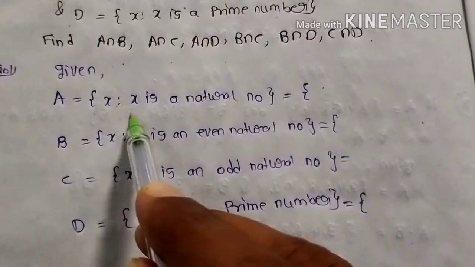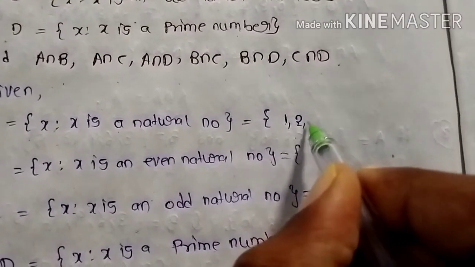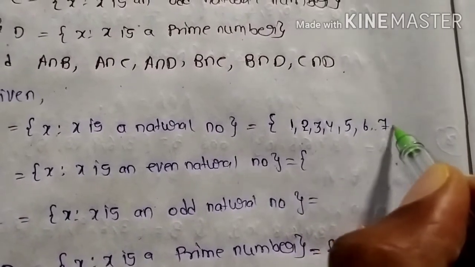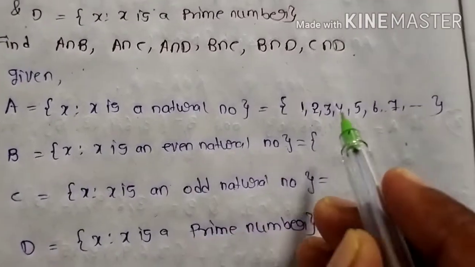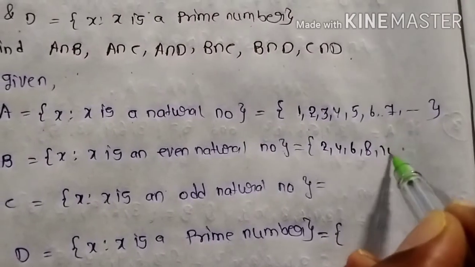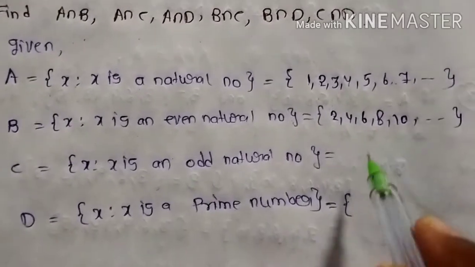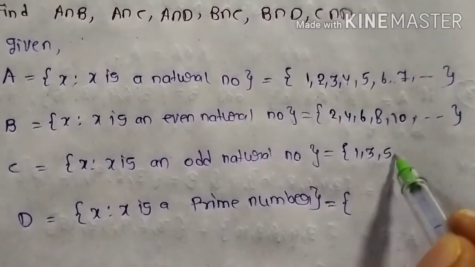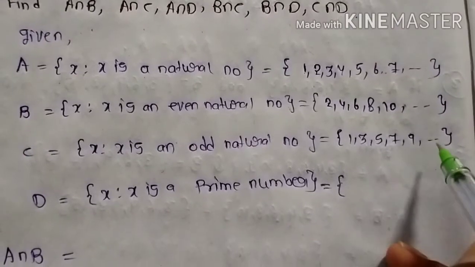A is equal to x such that x is a natural number. x is a natural number means you know that the natural numbers are 1, 2, 3, 4, 5, 6 and so on, 7 up to infinity. Yes or no? Yes. After that, I am writing here x is an even natural number. Even natural numbers are 2, 4, 6, 8, 10, yes or no? These are the even natural numbers. Next one, x is an odd natural number. Odd natural numbers you can represent here as 1, 3, 5, 7, 9, 11 like that up to infinity.